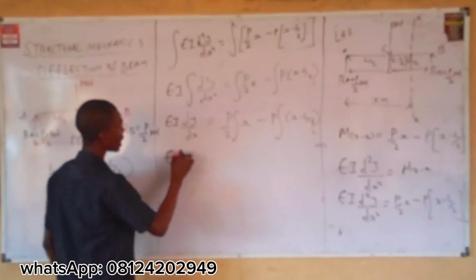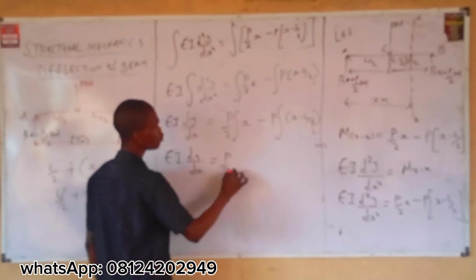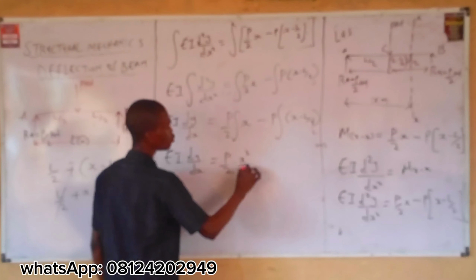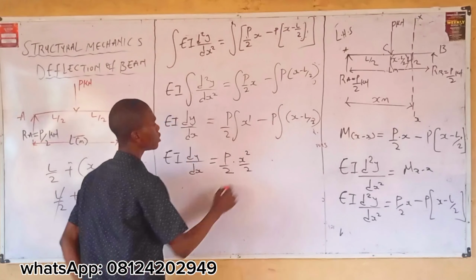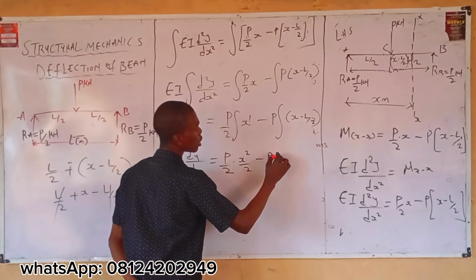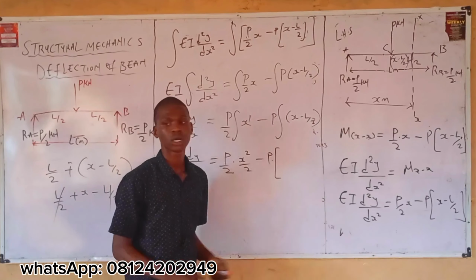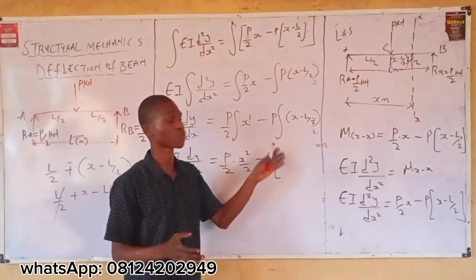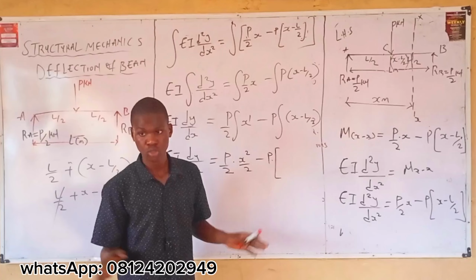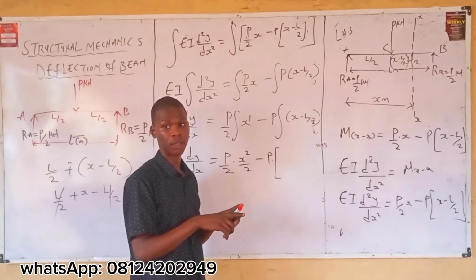So now from here, it becomes EI dy over dx equals p over 2 times x raised to power 2 over 2, because we have an invisible one here, minus p, all in brackets. Now the question is, when you want to integrate this one, am I integrating differently? Am I separating x from L? The answer is no. You integrate it as a whole. So you are integrating the bracket together.